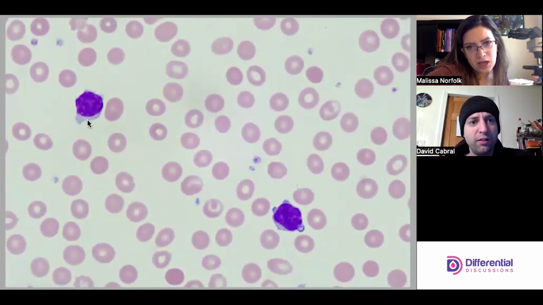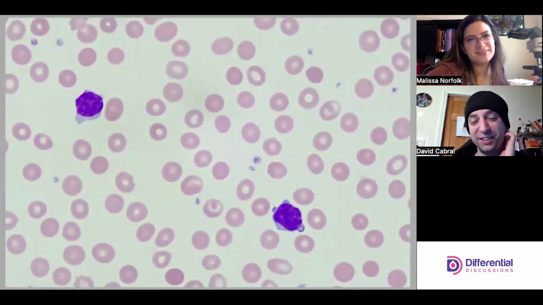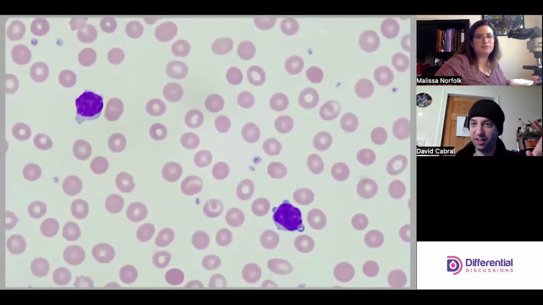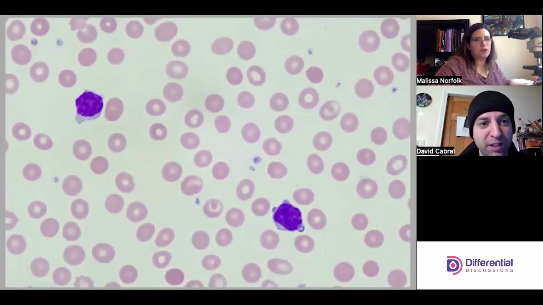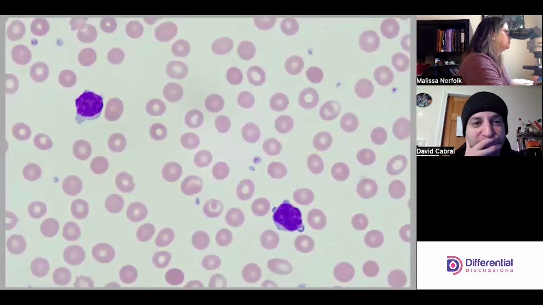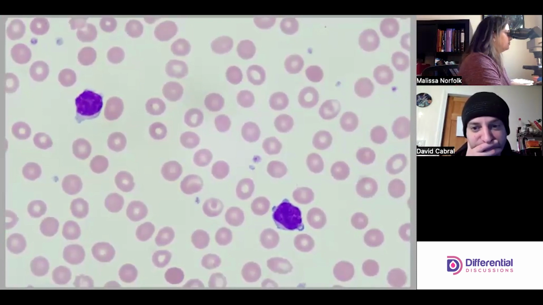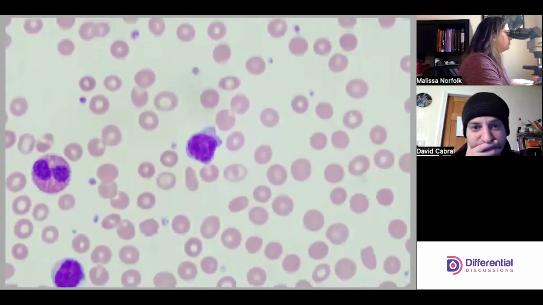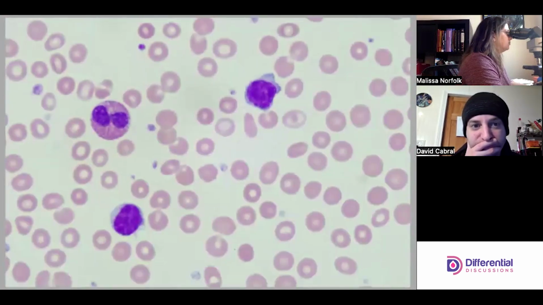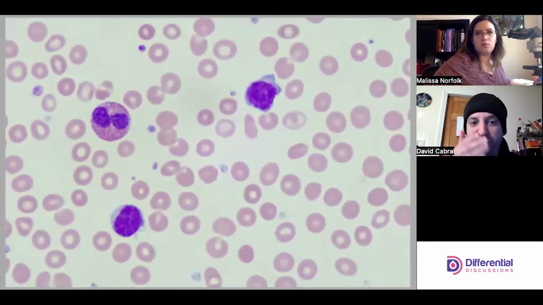I wonder if this is one of those hairy-like projections over here. On top of that one, yeah, that looks suspicious. But the other cell on the bottom right, I'd probably just say lymph. Yeah, agreed. Lymph, EO, lymph.